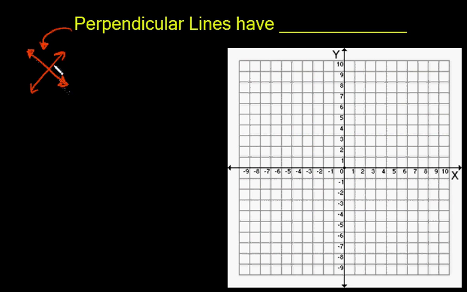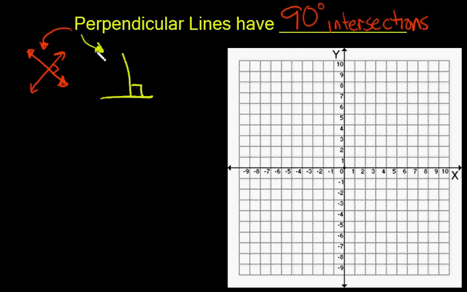And the key part of perpendicular is when they cross, they make little 90 degrees. So perpendicular lines have 90-degree intersections. All right, the symbol for perpendicular, upside down T. It's basically a perpendicular intersection.